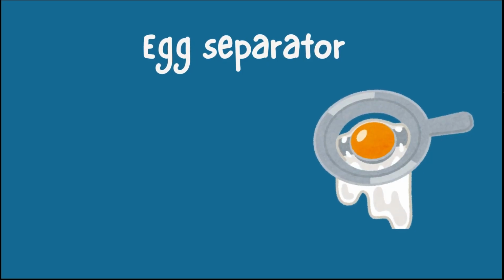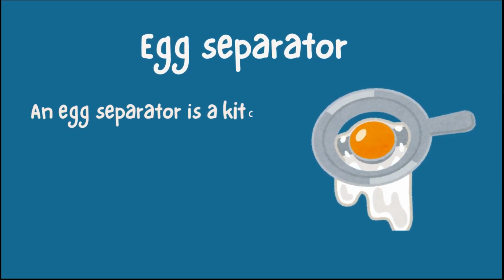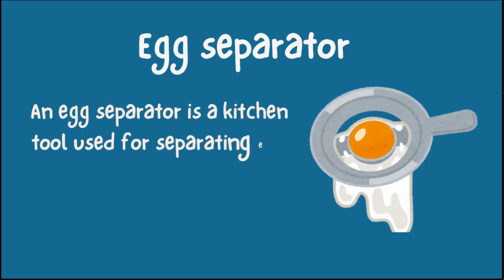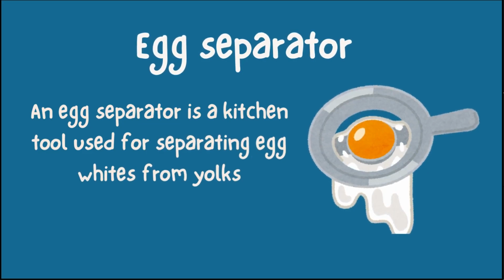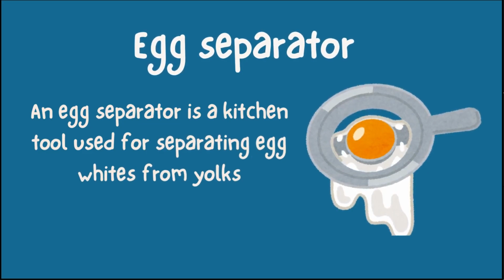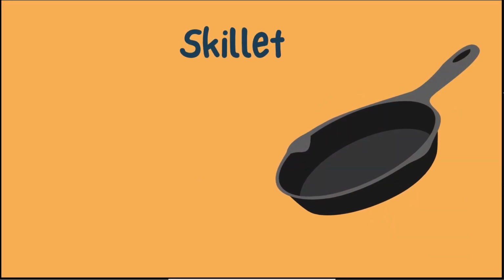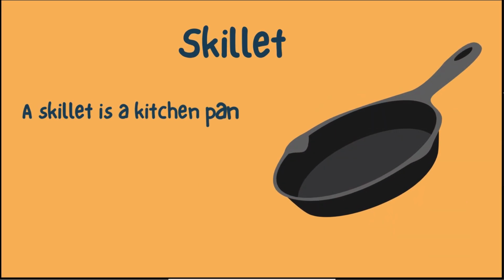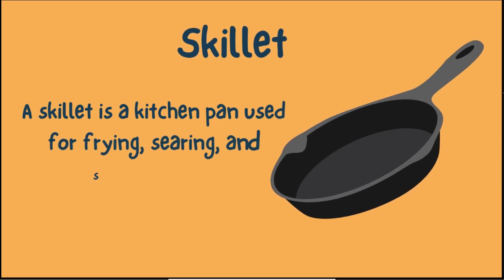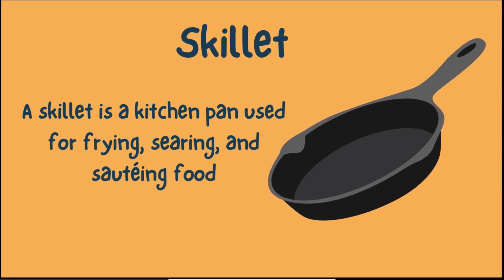Egg separator. An egg separator is a kitchen tool used for separating egg whites from yolks. Skillet. A skillet is a kitchen pan used for frying, searing, and sauté food.